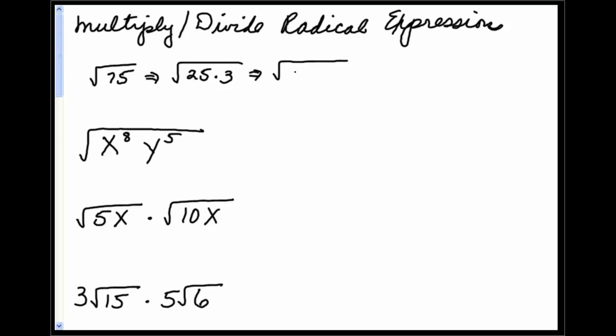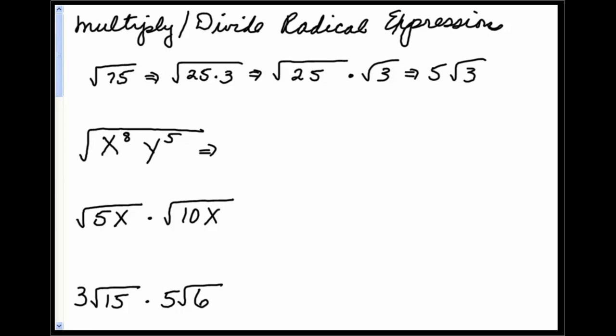You can now rewrite this as the square root of 25 times the square root of 3, and the square root of 25 is 5. 3 is not a perfect square, so it stays under the radical. So square root of 75, or radical 75, simplifies to 5 square root of 3.